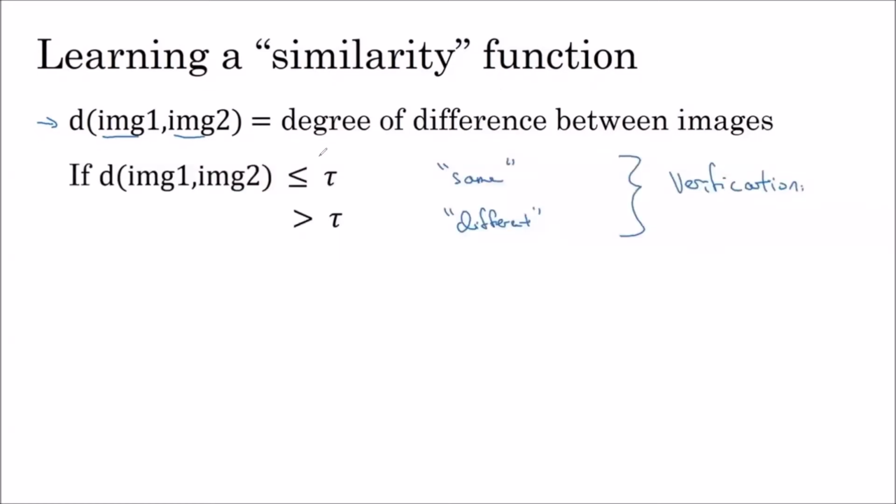We are taking a value, tau, as a threshold value for the verification problem, and we are saying that if the degree of difference is less than or equal to tau, yes, that new image which we have given as an input is of the same person. But if the degree of difference is greater than tau, then that image is of a different person.